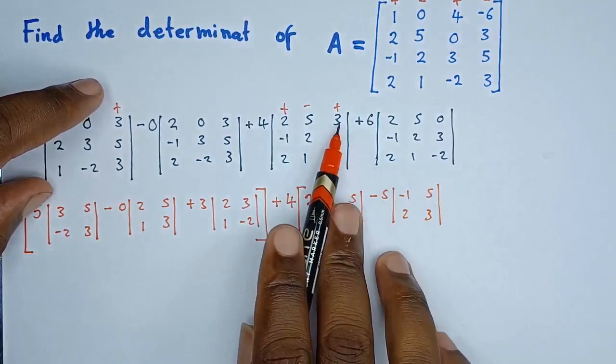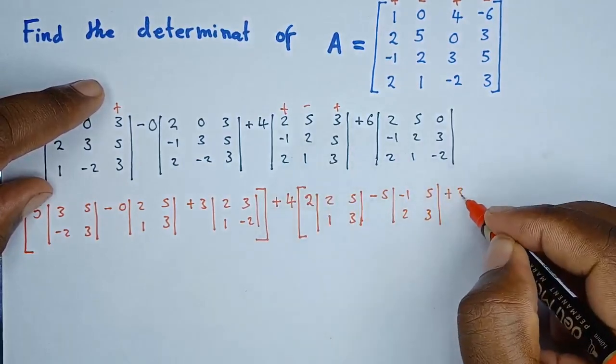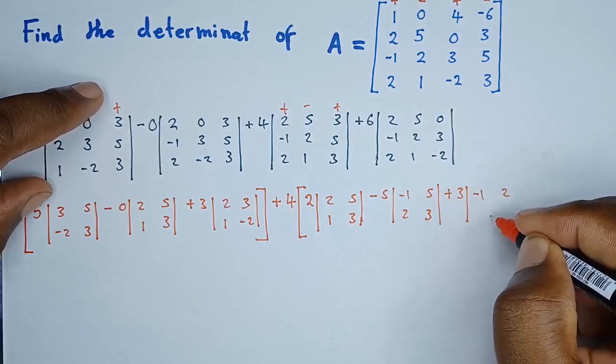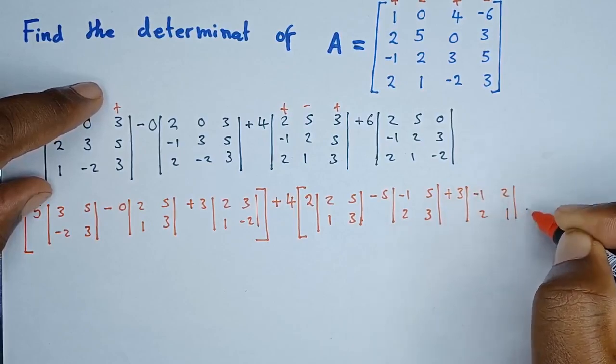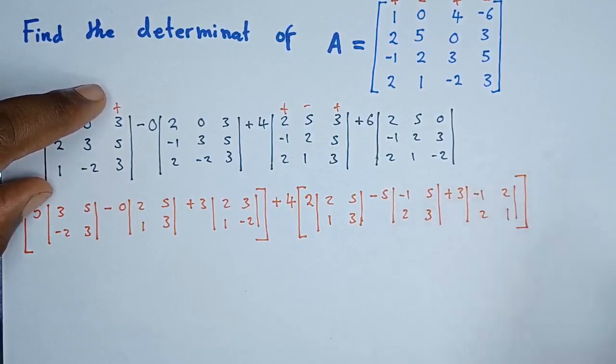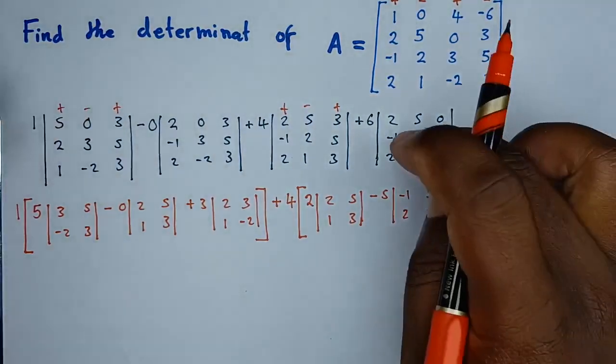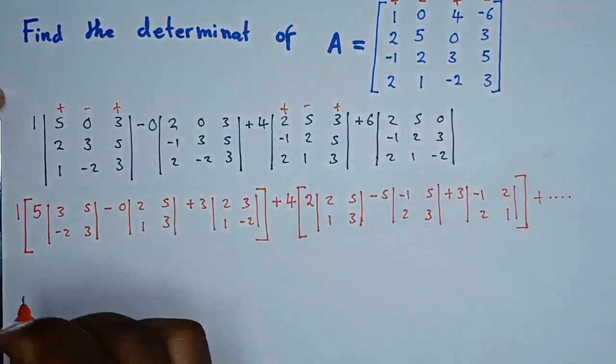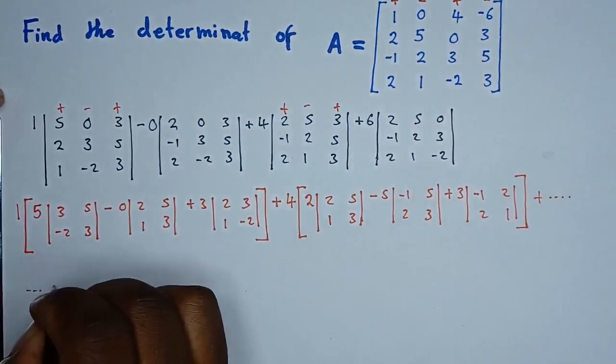And lastly, we have a positive 3. Everything except the row and column for that value, what we should get is this 2 by 2 matrix. Okay, so now remember we have one more 3 by 3 matrix, so I don't have enough space, so to just continue, let me bring it here.